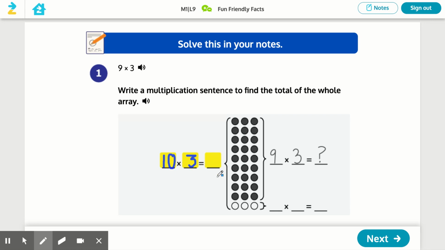If we want to find the total, we could count by threes, or we learned that it doesn't matter which factor we use because multiplication is commutative. And so I'm going to count by tens 3 times. So 10, 20, 30. There are 30 total counters in the whole array. And that's the whole thing.